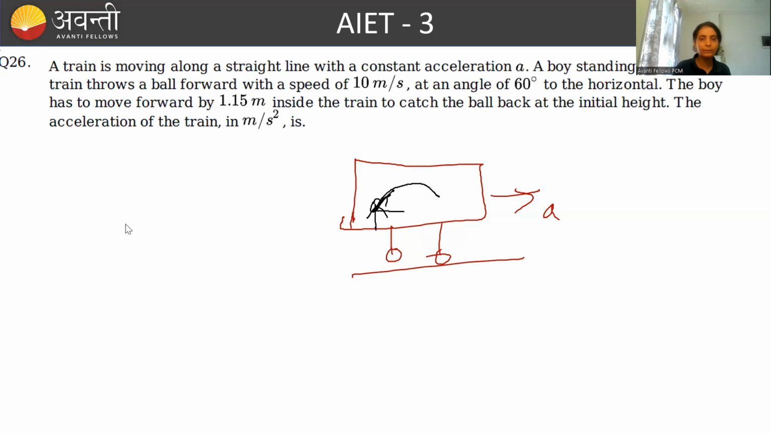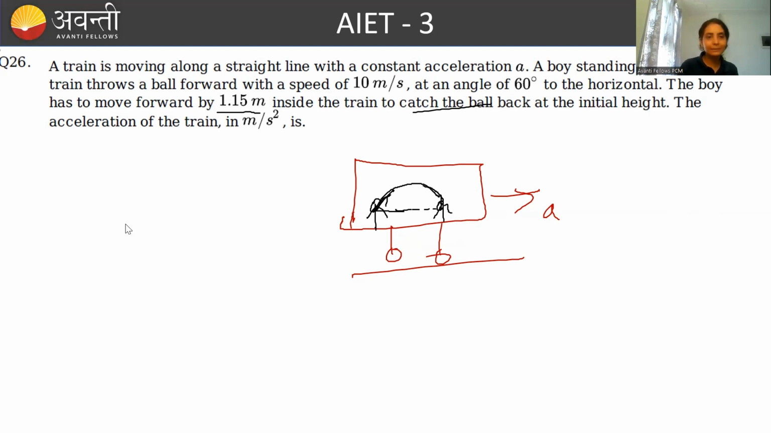So it will go on like this. The boy has to move forward by 1.15 meter inside the train to catch the ball back at the initial height. So suppose the initial height is here, but the ball came and fell here. Again the person will be here, so then he will be able to catch it. Okay.